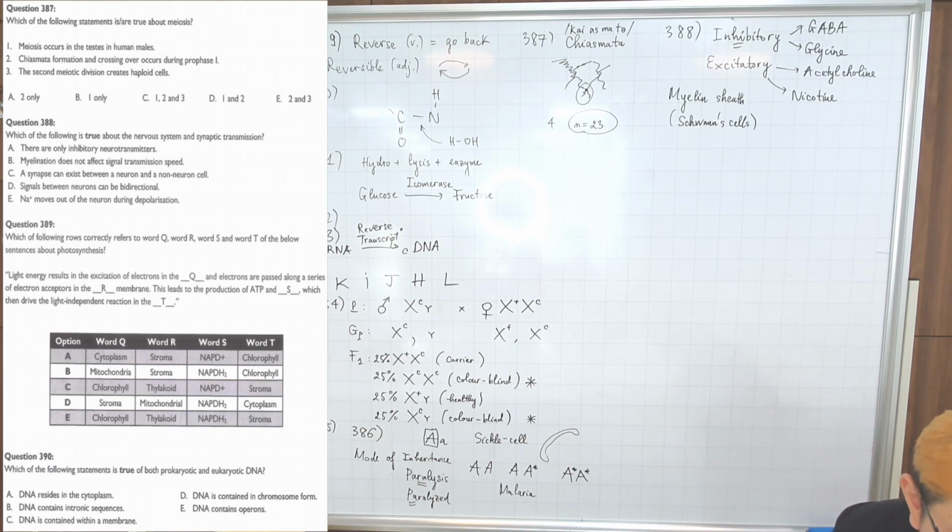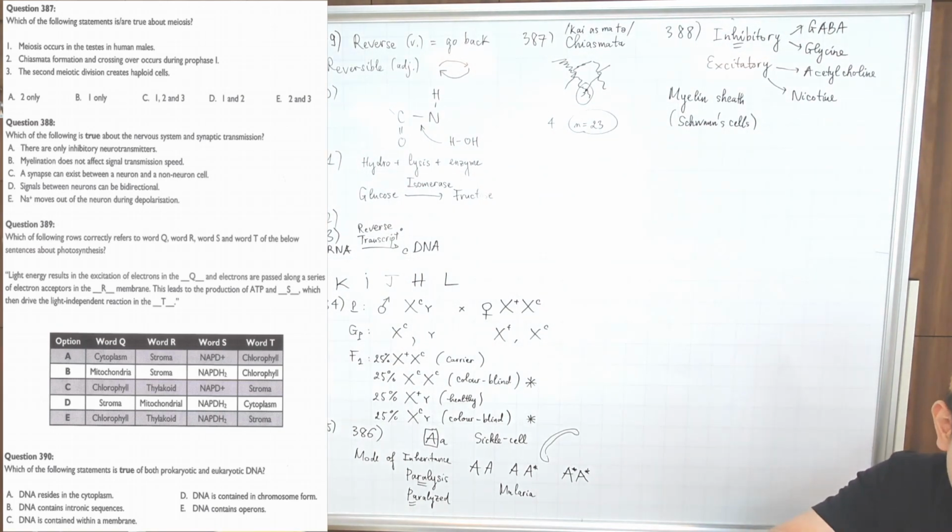C. A synapse can exist between a neuron and a non-neuron cell. For example, between a neuron and a muscle. So, yes, it's true. So, C is true.